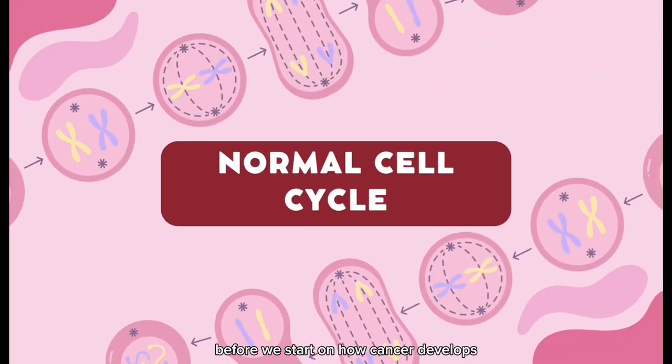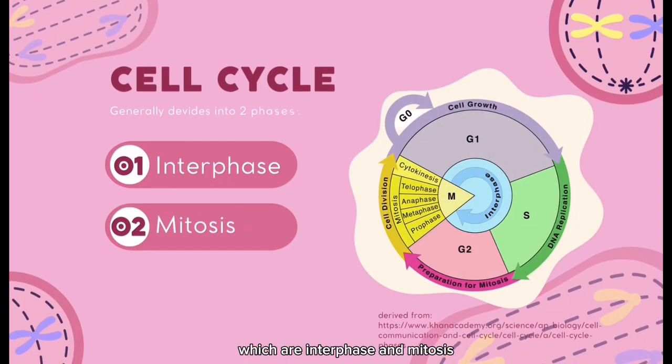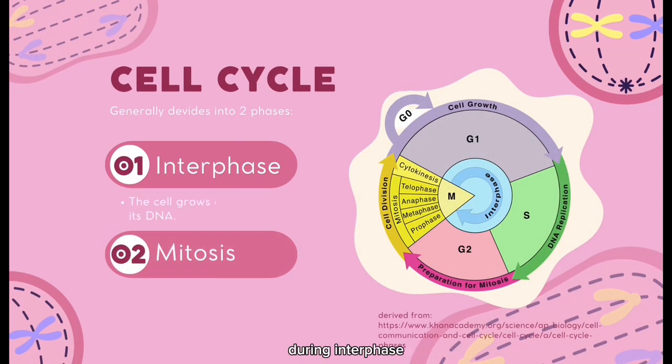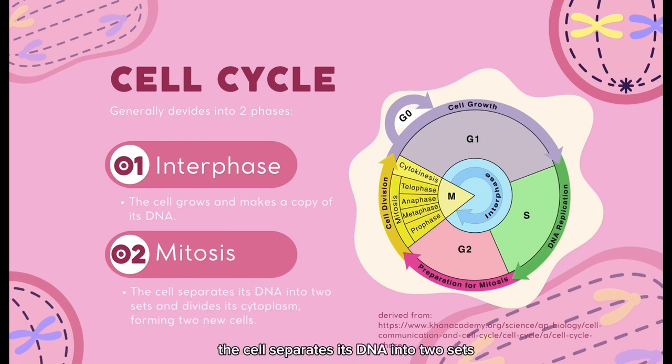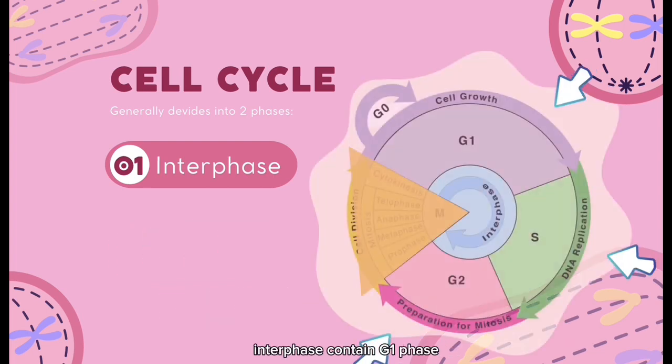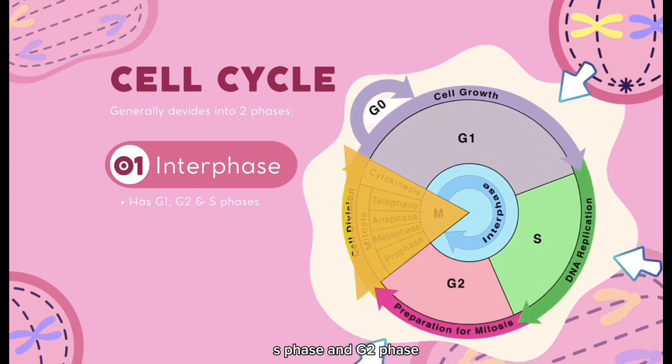Before we start on how cancer develops, let's see how the normal cell develops first. Generally, the cell cycle divides into two phases, which are interphase and mitosis. During interphase, the cell grows and makes a copy of its DNA, while in mitotic phase, the cell separates its DNA into two sets and divides its cytoplasm, forming two new cells. Interphase contains G1 phase, S phase, and G2 phase.